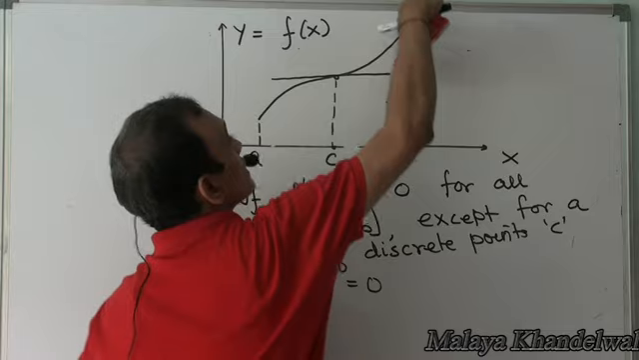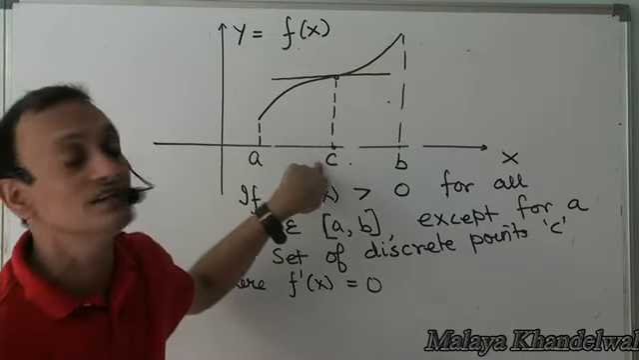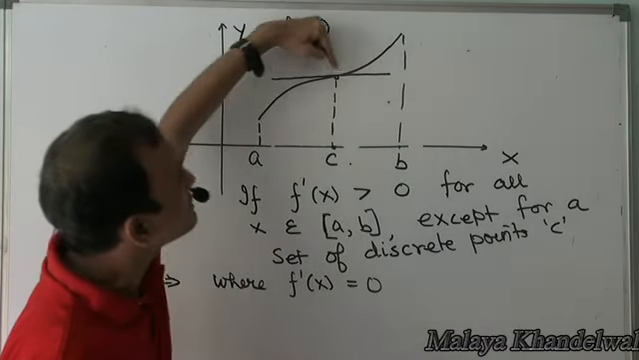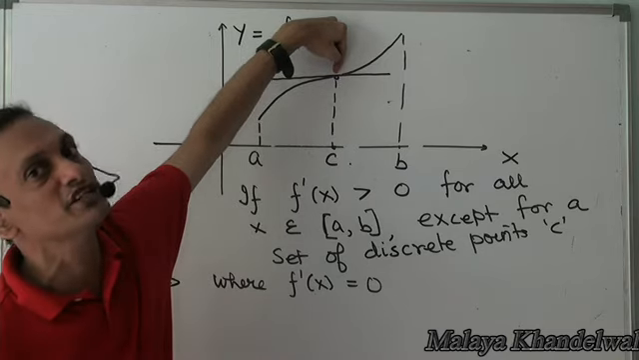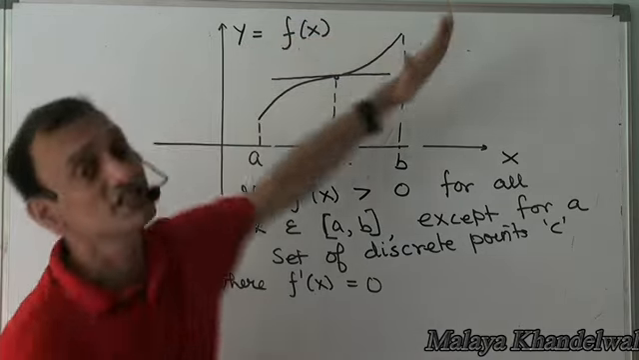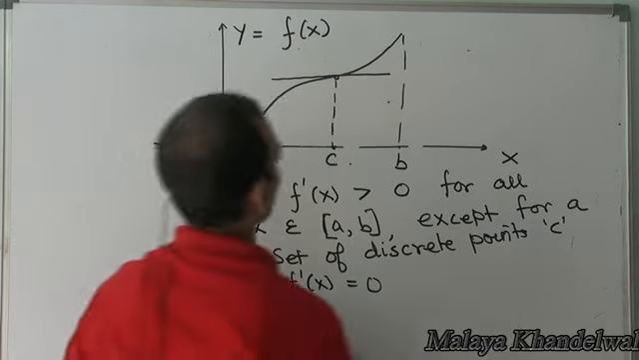So something like this. This is strictly increasing even though you find f dash x positive at all points, save a point c where f dash x becomes 0. The function is still strictly increasing in the interval a to b.